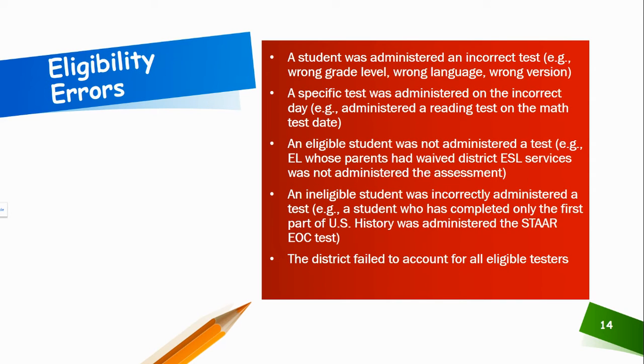Eligibility errors include giving a student the wrong test, either wrong grade level, wrong language, or wrong versions, giving a student a test on the wrong day, not giving an eligible student a test, giving a student a test when they don't need it, and failing to account for all eligible testers.